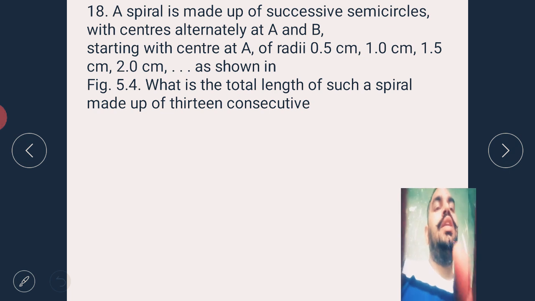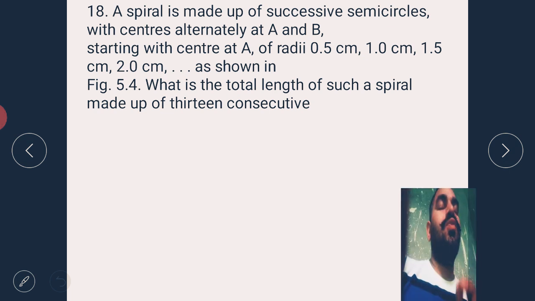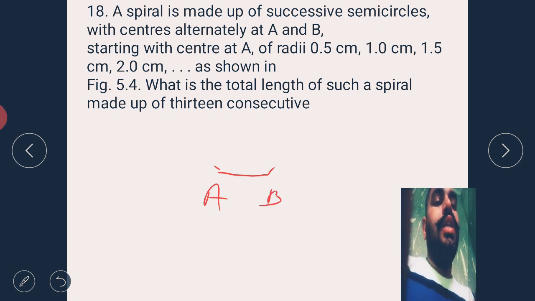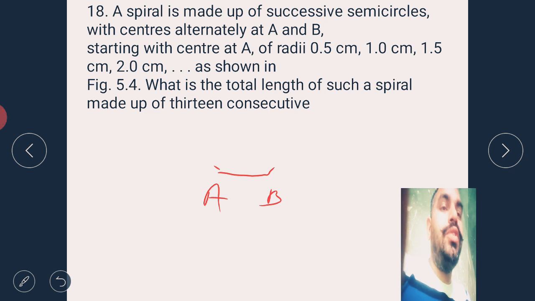A spiral is made of successive semicircles. Very important question. Try to understand that there are two centers, the center A and the center B. So this is A and center B. And it is said that semicircles with centers alternately A and B. पहले हमने सेंटर A को लेना, फिर सेंटर B को, फिर सेंटर A को, फिर सेंटर B को.